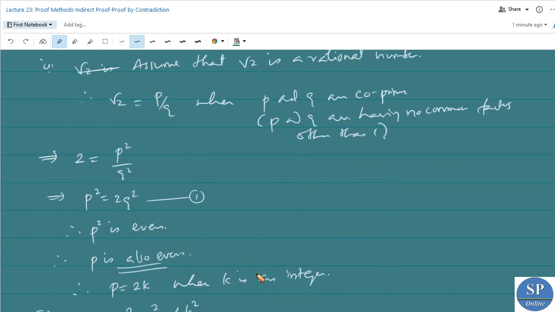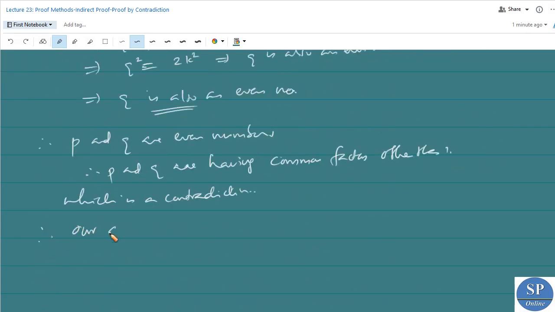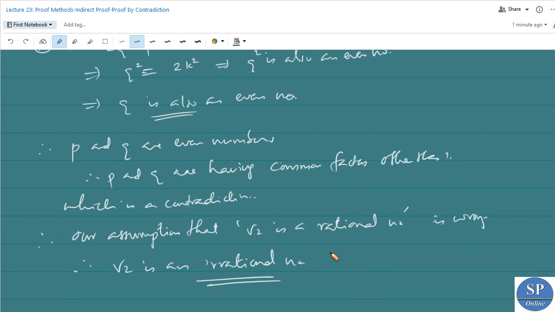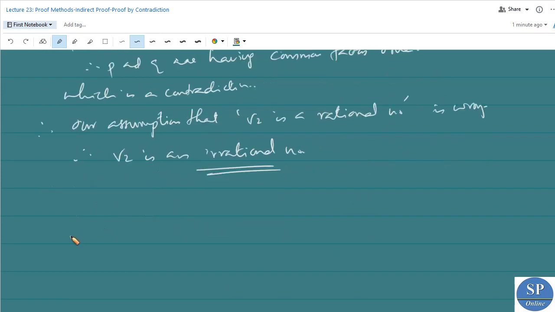Therefore, our assumption that root 2 is a rational number is wrong. Therefore, root 2 is an irrational number. In a similar way, you can try to prove that root 5 is an irrational number.